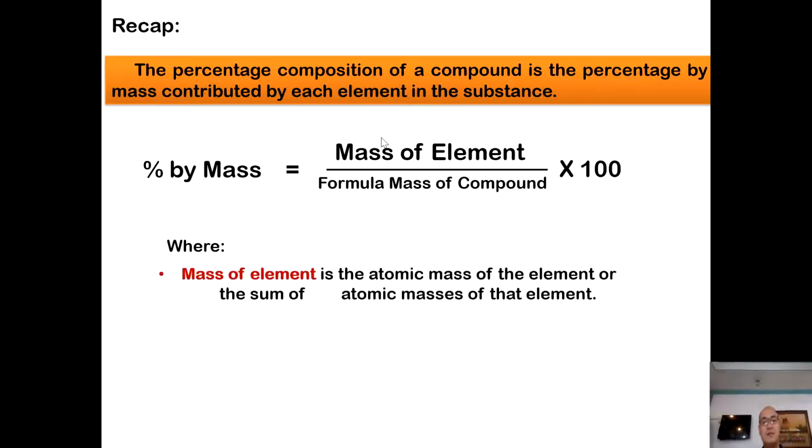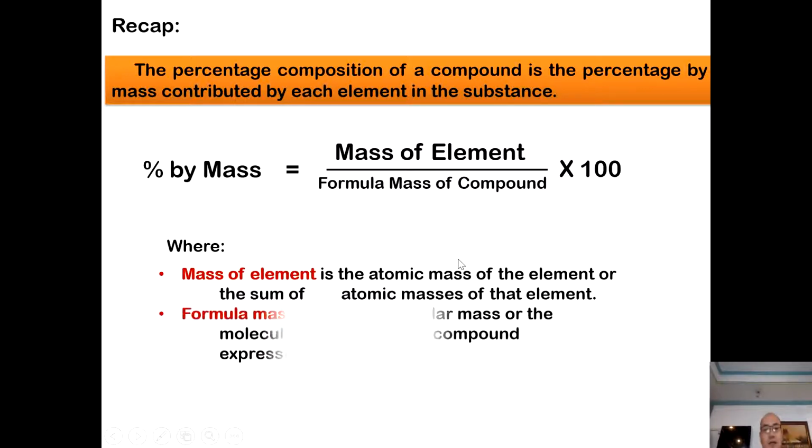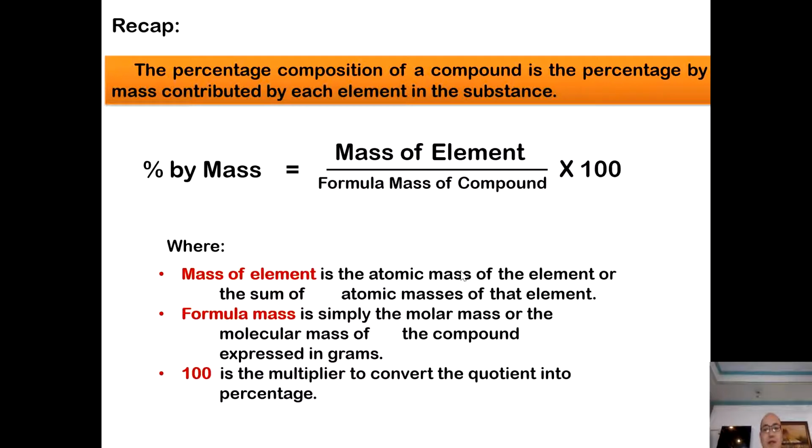When you say mass of the element, it simply refers to the atomic mass of the element, or the sum of atomic masses of that element that is present in a given compound. The formula mass is simply the molar or molecular mass of the compound expressed in grams, and the 100 is used as the multiplier in order to convert the quotient of the mass of the element and the formula mass of the compound, and to arrive at the percent by mass of that particular element.